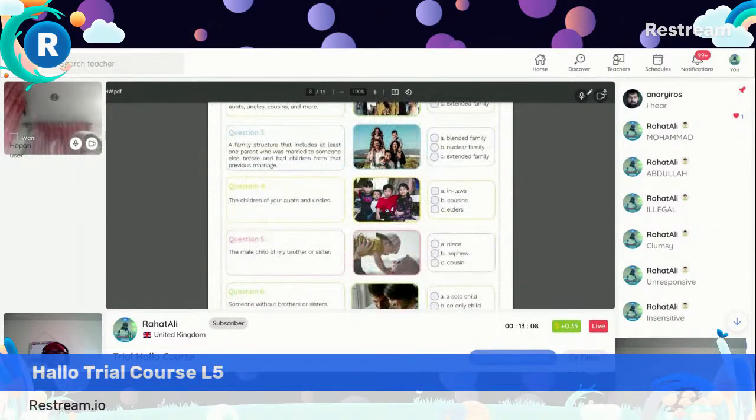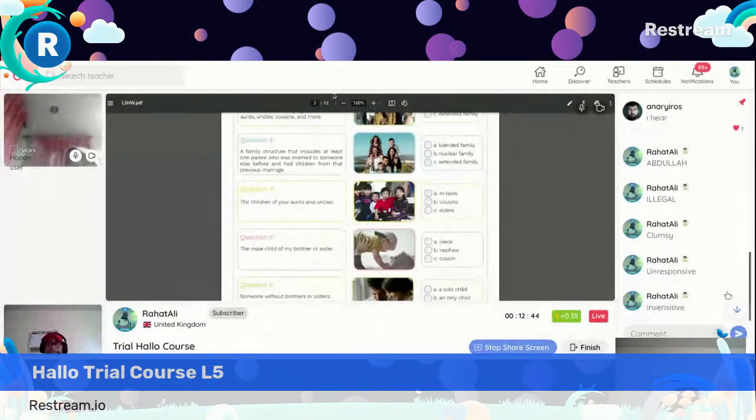The children of your aunts and uncles? Cousin. Cousins, plural. Children is plural, remember. Cousin. Yeah, cousins. Another thing is that sister-in-law, if you want to make it plural, what would be? Sisters-in-law. Very good. Not sister-in-laws, okay? Similarly, brothers-in-law.